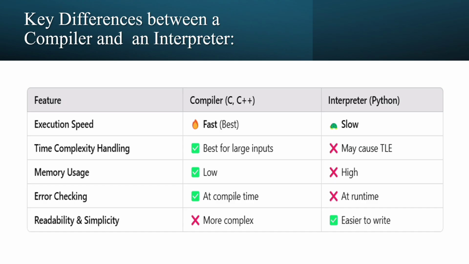So let us understand the differences between compiler and interpreter and which one is better for which purpose. Being a competitive programmer, I would use a compiler rather than an interpreter because a compiler converts the entire source program to machine code at once, so the execution speed will be fast and the time complexity is less, and it is better to use a compiler for larger inputs, and the memory usage for the compiler is lower than the interpreter. And you can also go through the points like error checking and readability and simplicity.